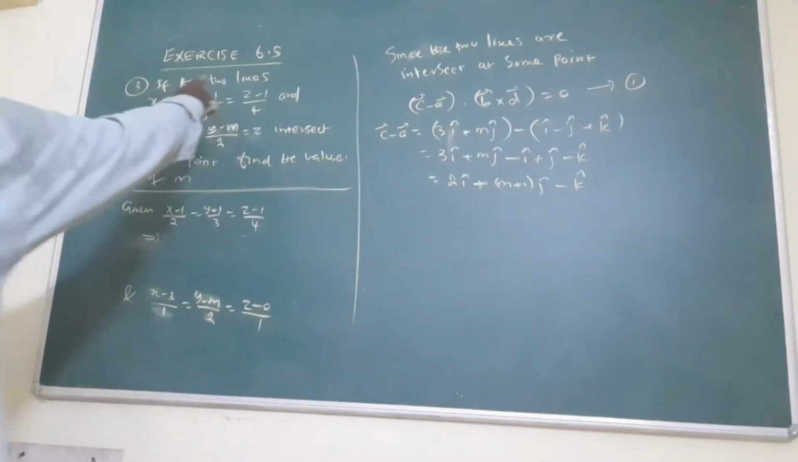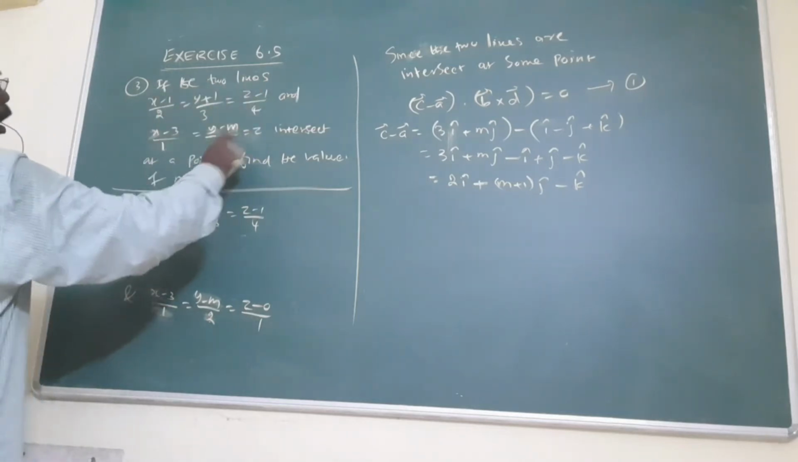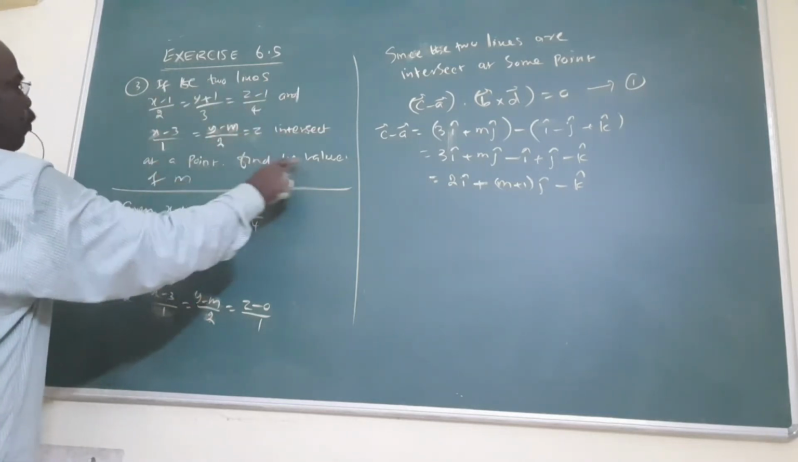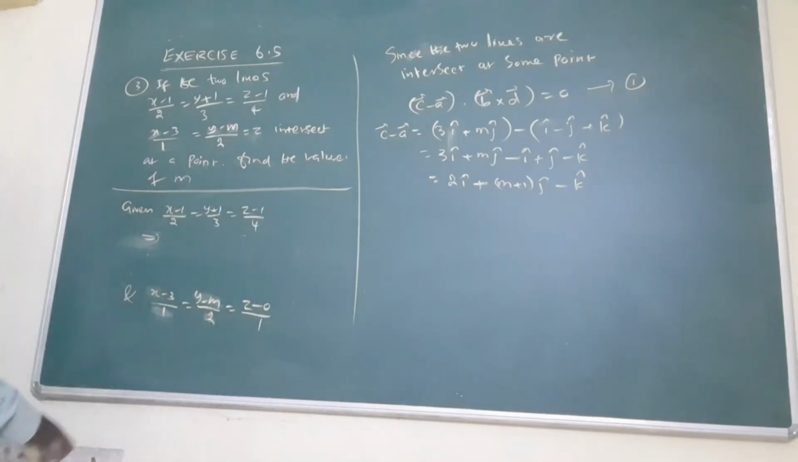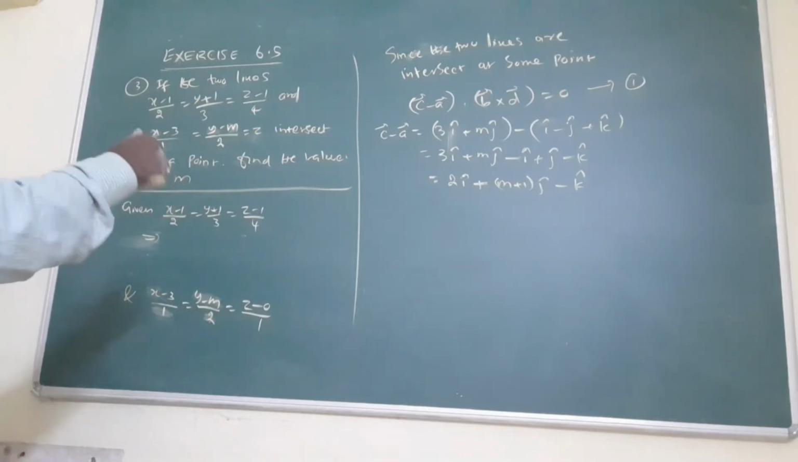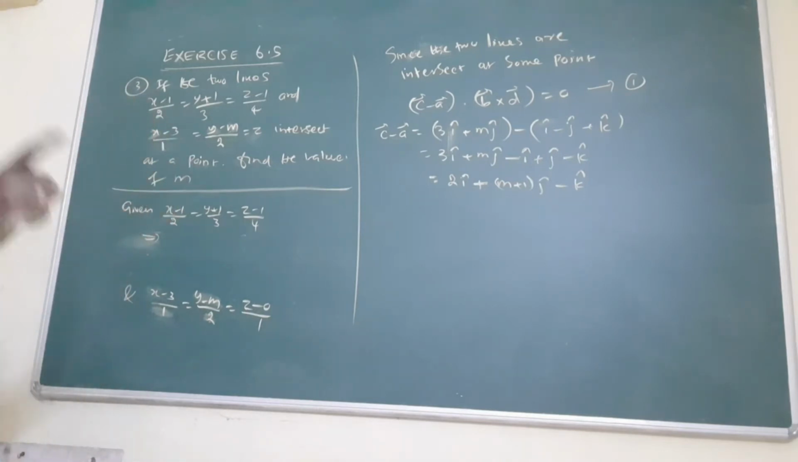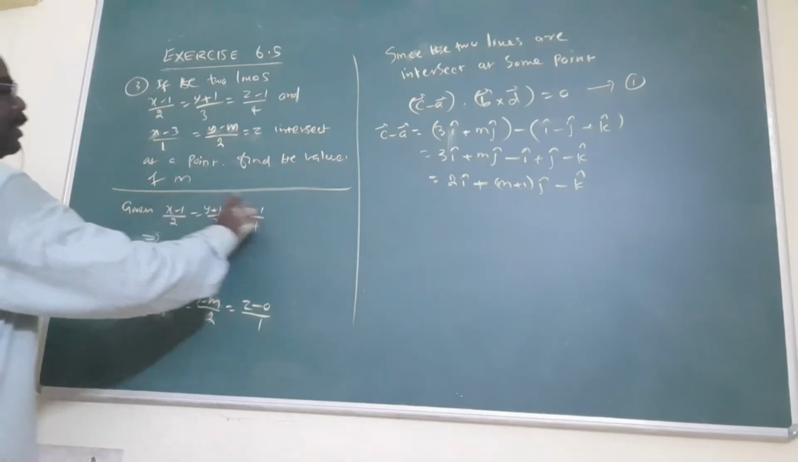The third question, exercise 6.5, third question. If the two lines intersect at a point, find the value of m. The first equation is given. Now, I already told you, for the vector equation of a straight line passing through one point and parallel to a vector, we have two formulas. One is the vector equation, one is the Cartesian equation. This Cartesian equation is given.